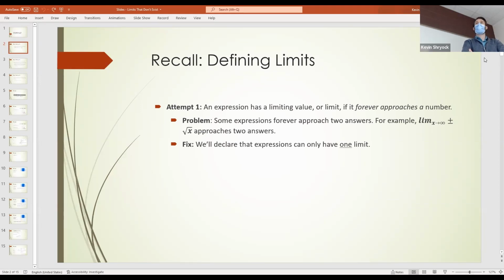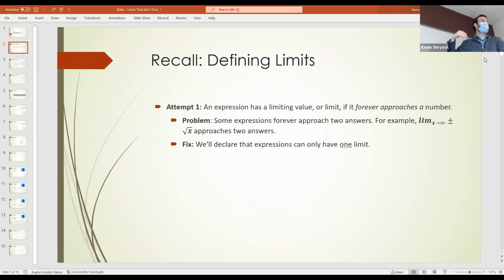Because in that sentence, we have difficulties, right? Here's a problem. Sometimes we approach two different things from an expression. Like if I said the limit as x approaches infinity of plus or minus the square root of x, let's run that off for bigger and bigger x values. We'll plug in 100, plug in 1,000, plug in 10,000. Then what I get at every single moment is a plus or minus answer. So which one does it approach? Do I say both? Do I say neither? We need to look out for these gotcha situations.